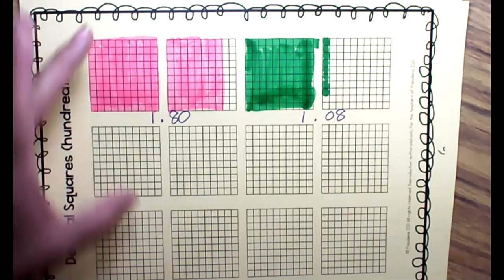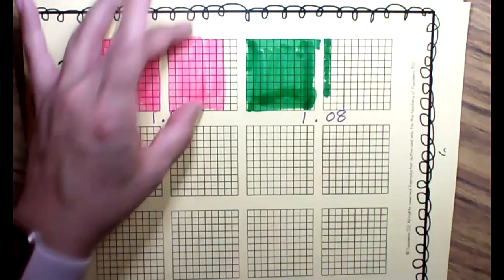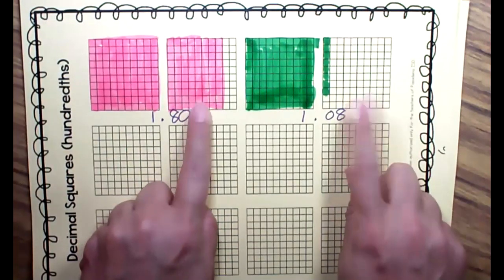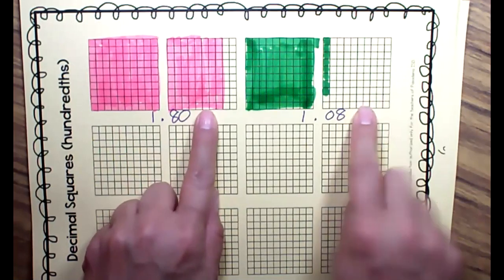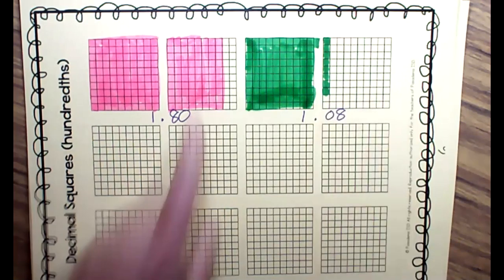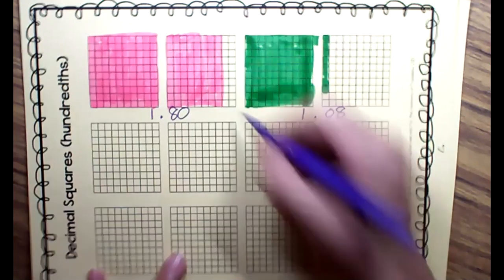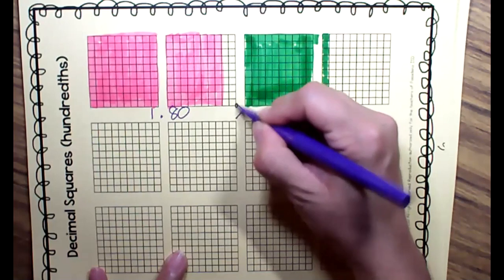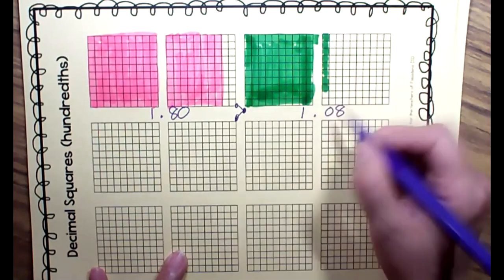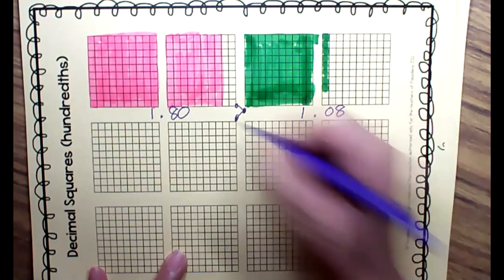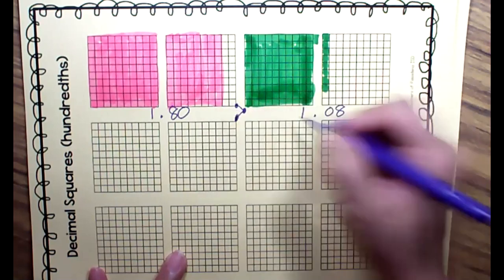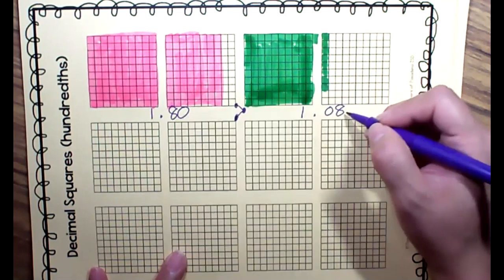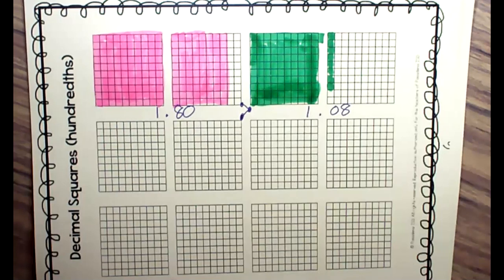Here I have a whole and a whole, and then I have 80 and 8. So if I look and compare the value, the amount shaded in this portion compared to this one, I see that I have a lot more on the pink side. So I'm going to say that 1 whole and 80 hundredths is greater than 1 whole and 8 hundredths. So the 1 and 80 hundredths gets the 2 dots because it's greater, and the 1 whole and 8 hundredths gets the 1 dot because it's less than. So that's the first one that we were going to compare.